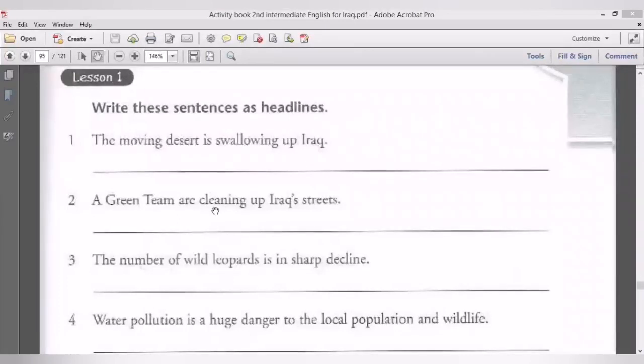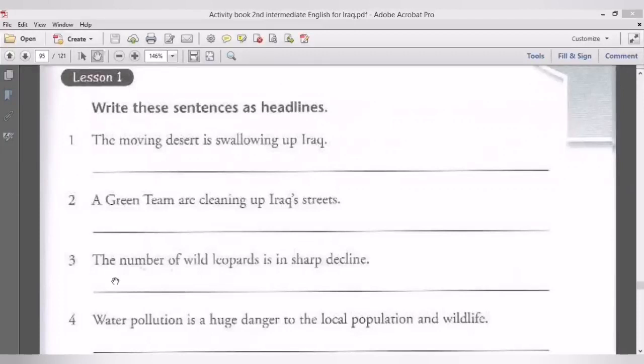Number two, a green team are cleaning up Iraq's street. It should be, if you remember when we talked about the headlines of lesson 1 of your student's book on page 72, we said that the headlines miss certain words, we said that there are certain missing words in the headlines, which were the articles, right? Some verbs. So you should just take these articles and words from these sentences to change them into headlines. So here you say a green team cleaning Iraq street. Yes, you have to omit the A too. So it becomes green team cleaning Iraq street.